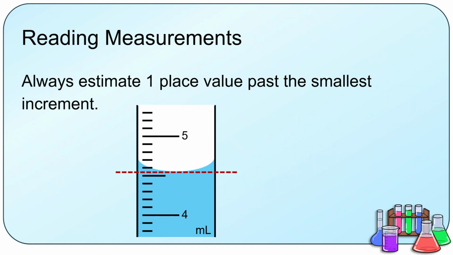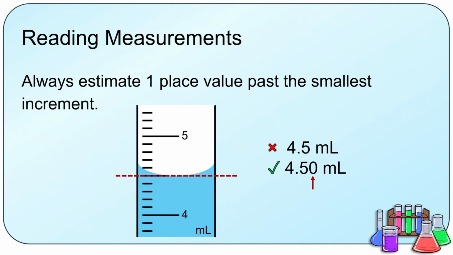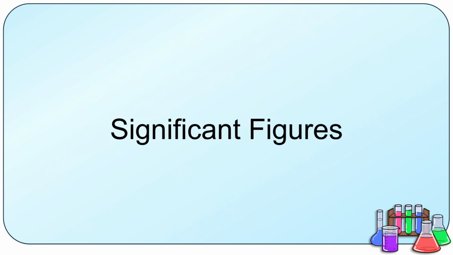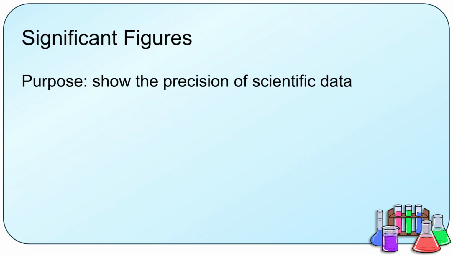The bottom of the meniscus here is directly on the tick mark. Don't report this as 4.5 milliliters. Add a 0, so 4.50 milliliters. Pay attention to the 0. It's important and it has meaning. It tells us that this is exactly 4.5 milliliters, not about 4.5 milliliters. Digits that are important like this are called significant figures. The purpose of significant figures is to show the precision of scientific data.